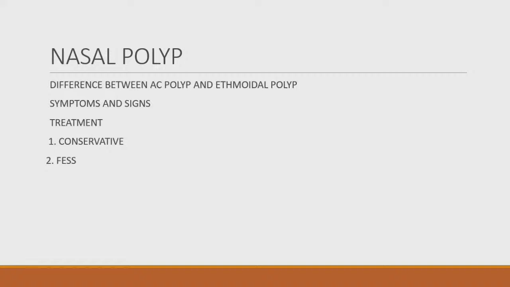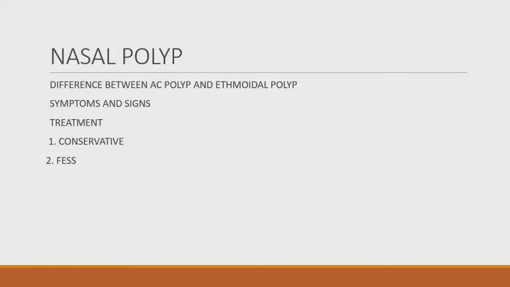Coming to the last topic here, the nasal polyp. The difference between the antrochoanal polyp and the ethmoidal polyp is a must. The antrochoanal polyp is seen in children and has an infective etiology, and the ethmoidal polyp can be seen in adults and can be due to some allergen or allergic etiology. The antrochoanal polyp is unilateral compared to the ethmoidal, which is bilateral, and grape-like structures can be seen. Multiple ethmoidal polyps can be seen.